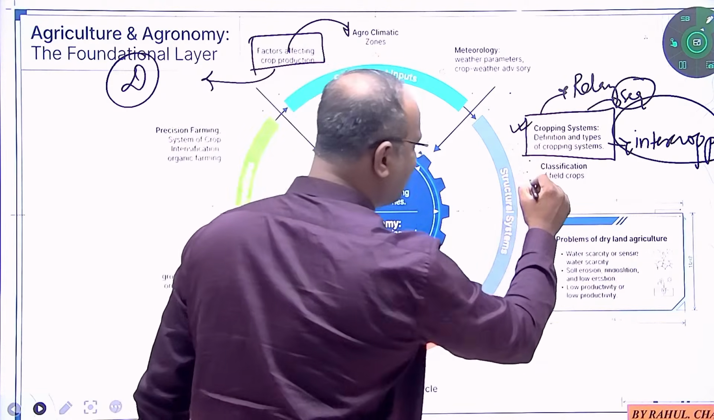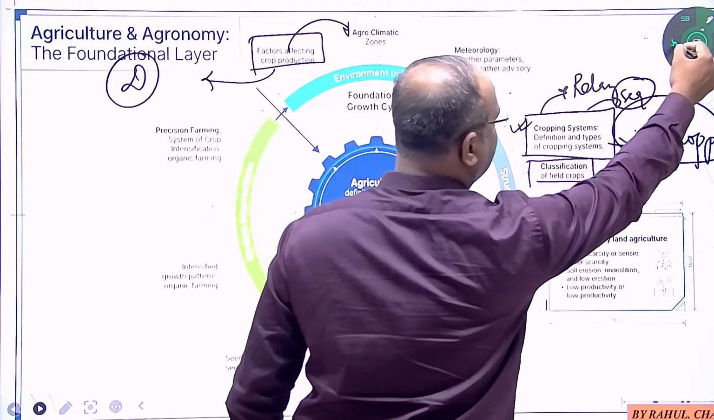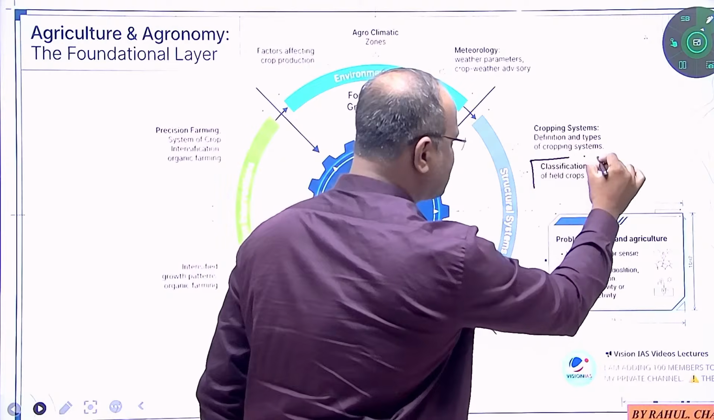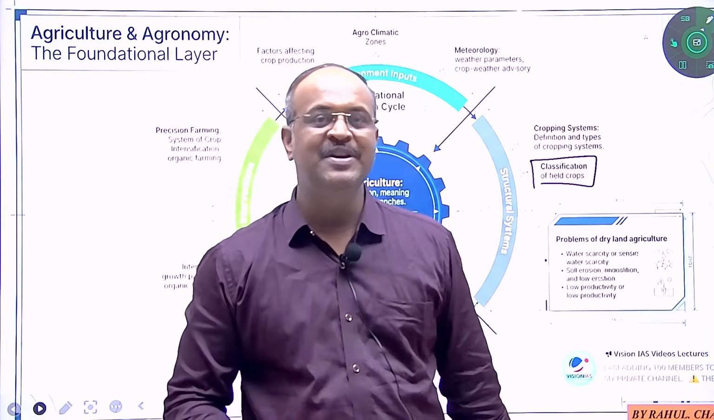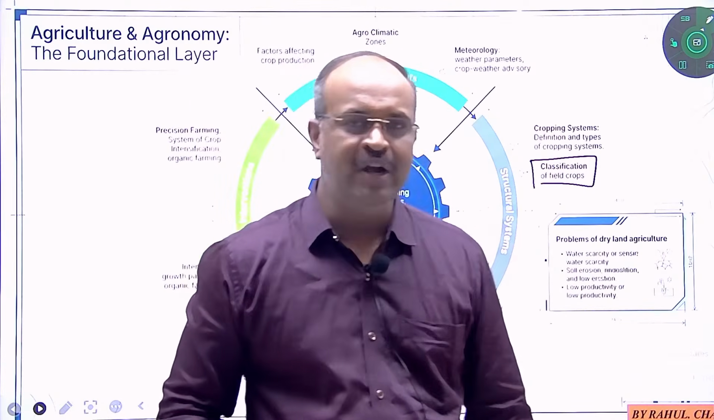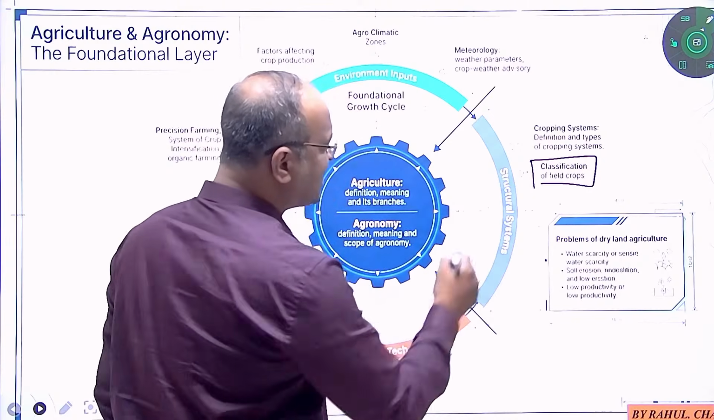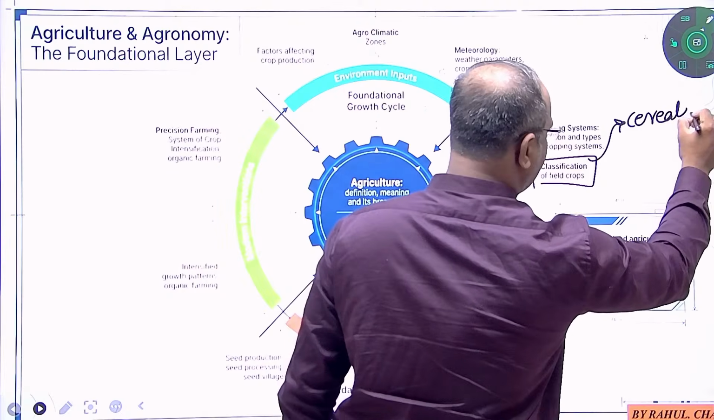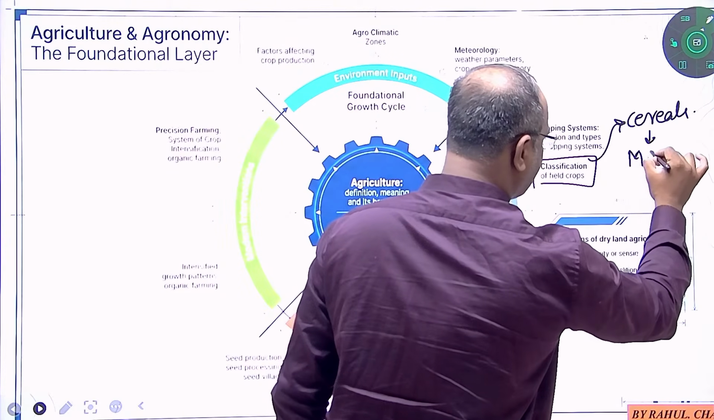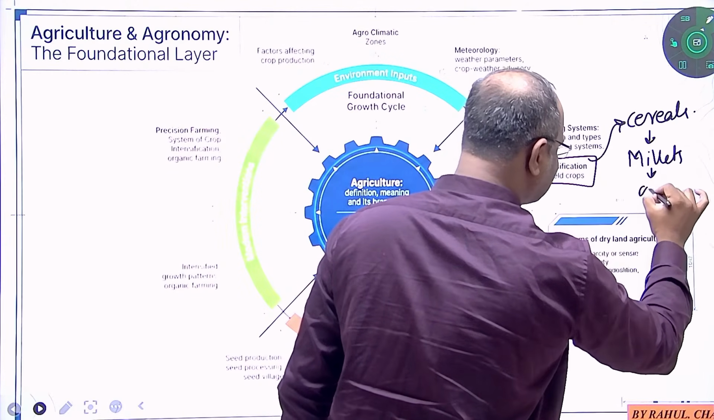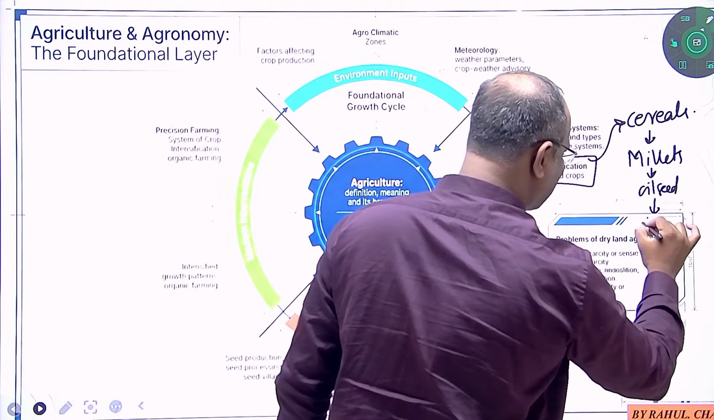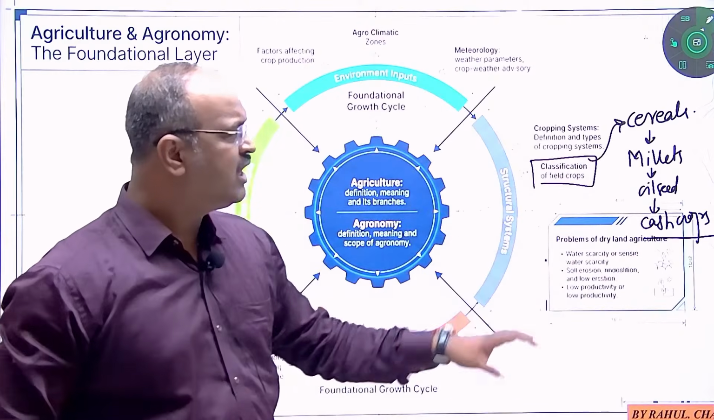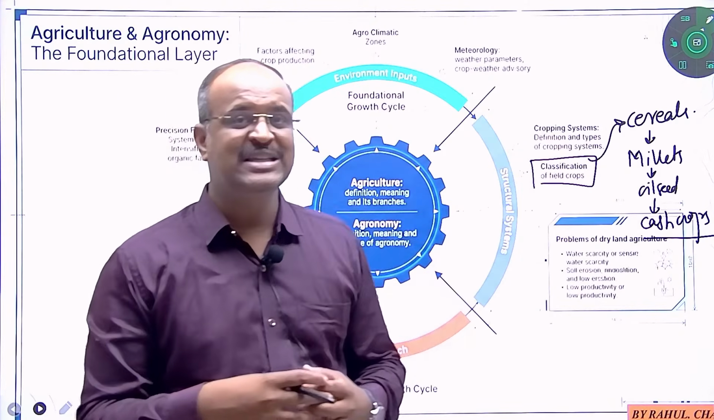Then it is the classification of field crops. So you can mark it, the most important topic from this agronomy is classification of field crops. Now why is the classification of field crops important? See, when we say field crops, we need to discuss cereals, we need to work on millets, then we need to work on oilseeds, we need to work on cash crops. These are all the crops which we need to discuss in detail.